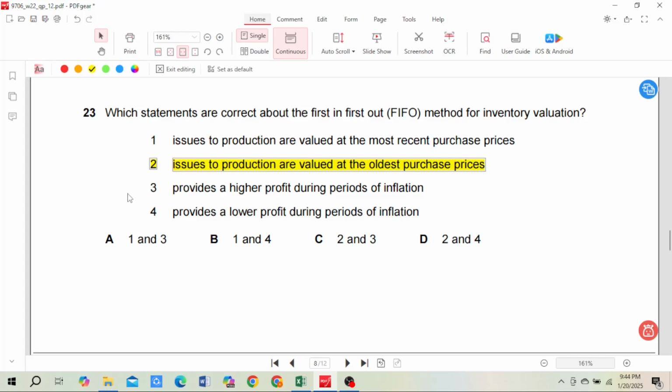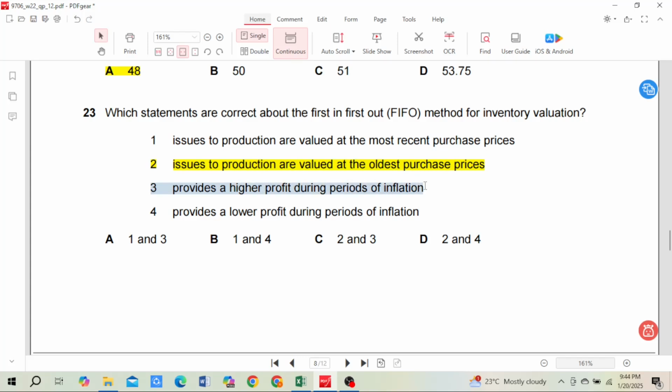Yes, it is also correct, because when we use inventory using the FIFO method, and during inflation the price of goods or services increases, at that time we are using the old stock which we purchased at a cheaper price. So it provides a higher profit during inflation, because the cost of the product that we are producing is cheap. That means we can sell it at a higher price, so we can earn higher profit.